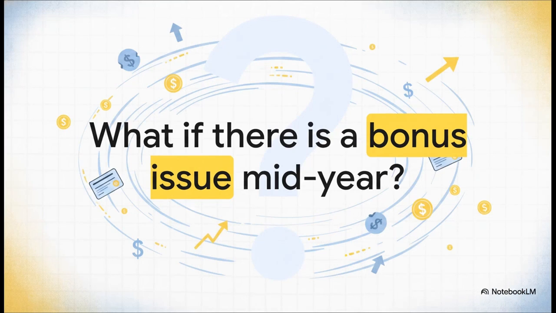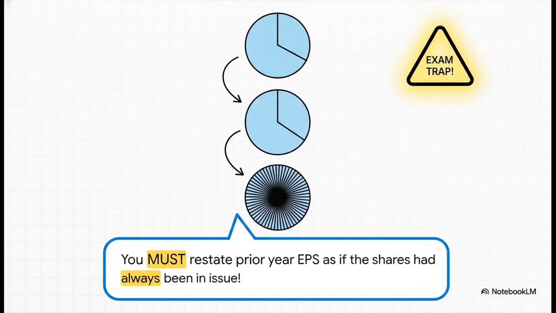But here's a really interesting curveball for you. What happens to your EPS calculation if there's a mid-year bonus issue, or maybe a share split? Think about it. The company issues new shares to existing shareholders, but no actual cash changes hands. So how on earth is that handled? Well, here is the punchline, and watch out because it's a massive exam trap. You absolutely must restate prior year EPS as if those shares had always been in issue. Why? Because a bonus issue doesn't bring in any new resources to the business.